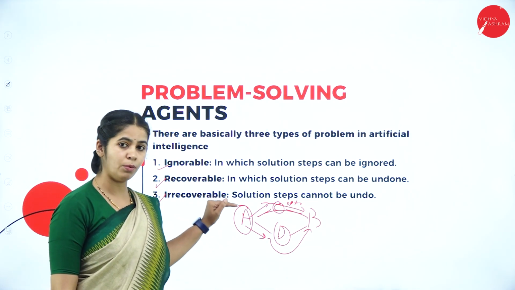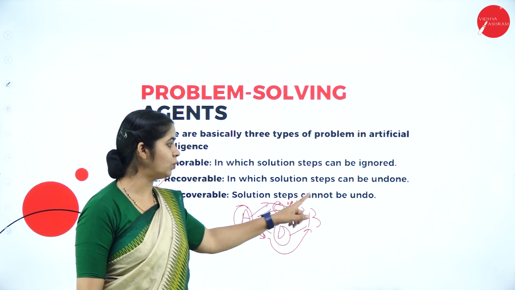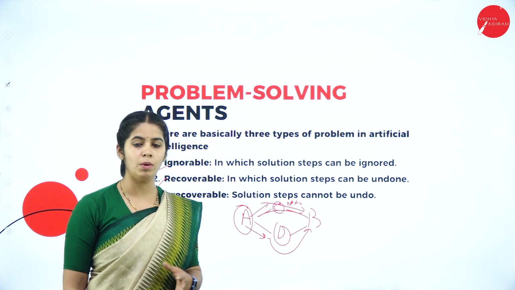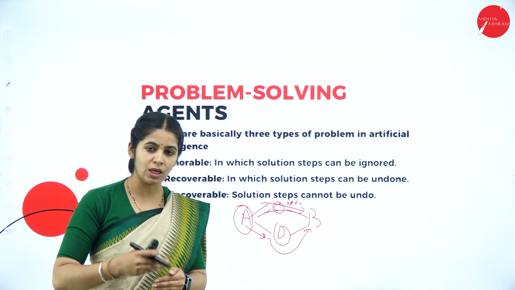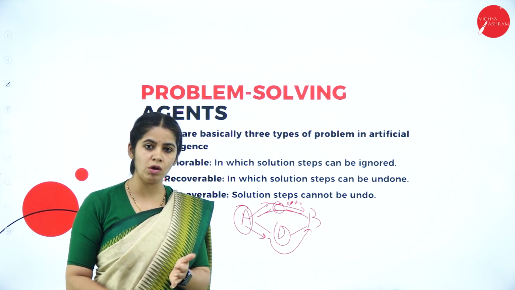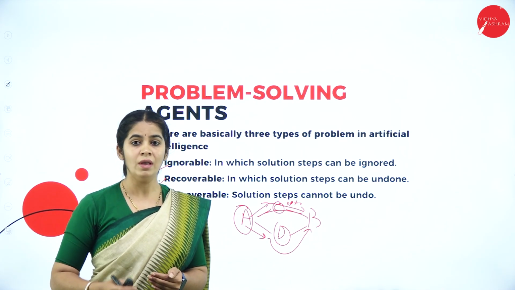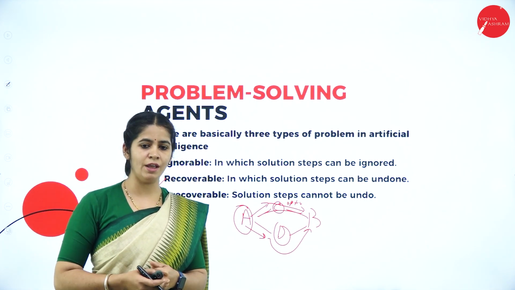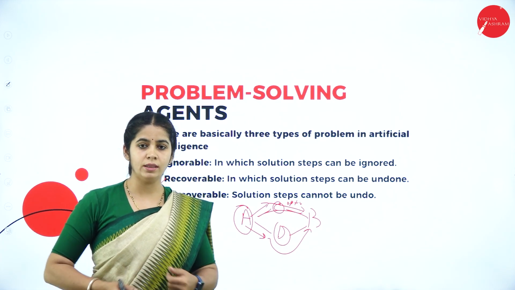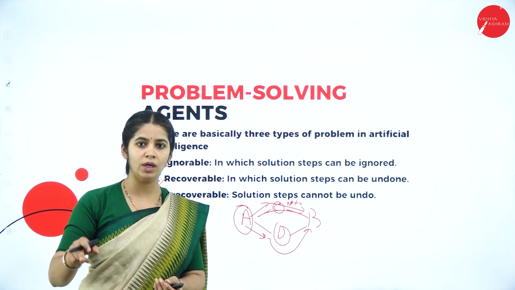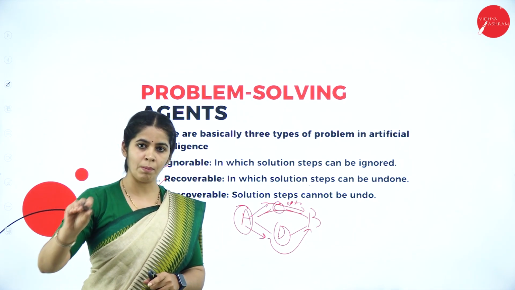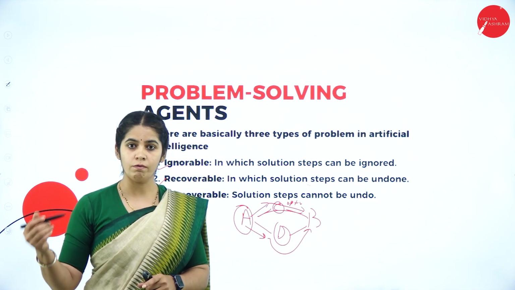And in an irreversible problem, in the solution steps you cannot undo. That is called an irreversible problem. You cannot undo whatever steps you have taken. With that step only you have to go forward to reach the goal. That is called an irreversible problem. To give you a real life example, I can take the road, right? If you have a U-turn, that is called reversible. You can undo, you can come back again to the position you missed.